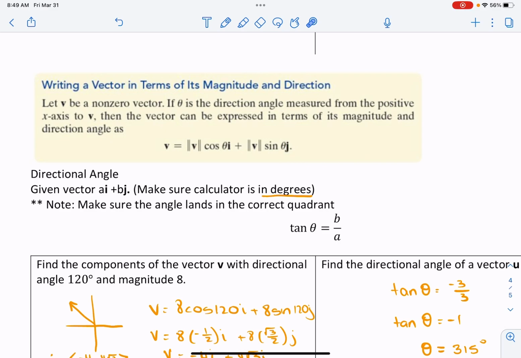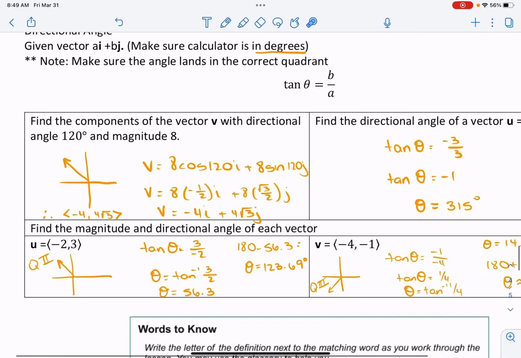Now it's important that you have theta in degrees. Make sure your calculator is in degrees because you will be using that. Sometimes they may ask you to find the actual angle. So finding the angle, instead of trying to do this formula and kind of going backwards, it's a lot easier just to do the tangent of theta and put b over a.